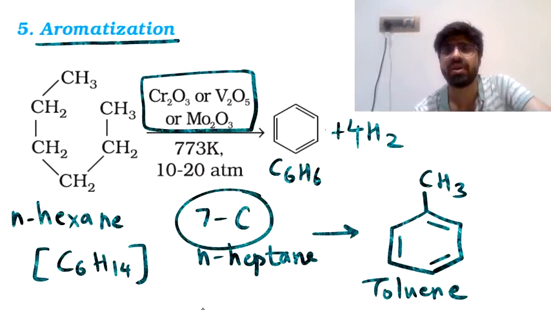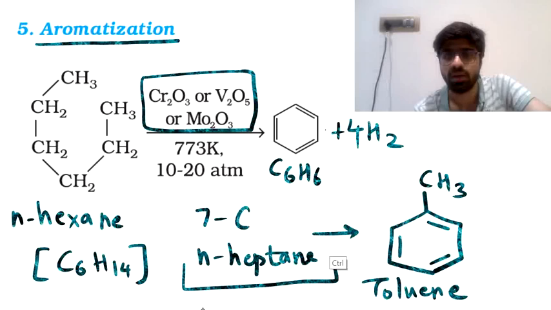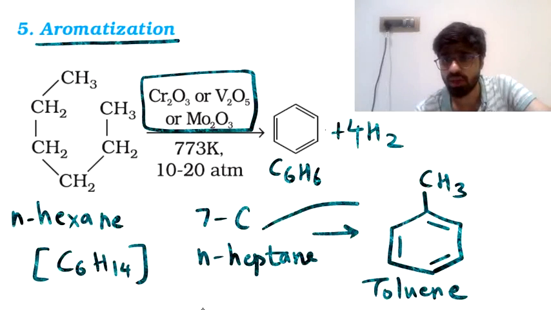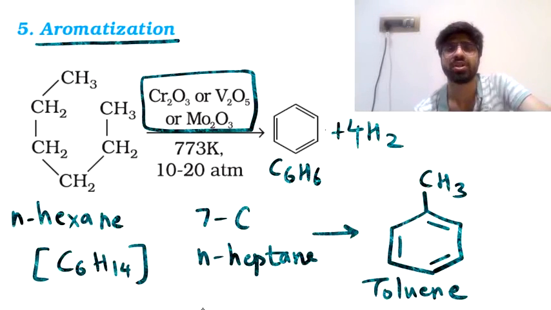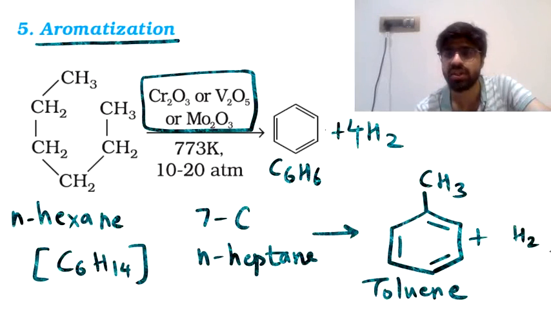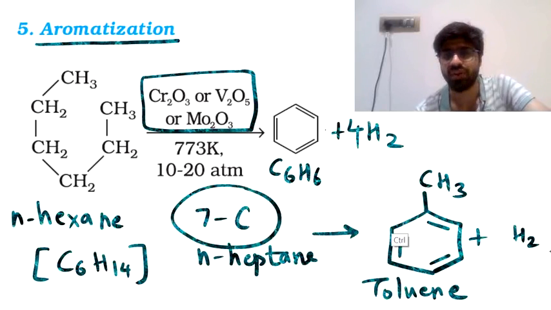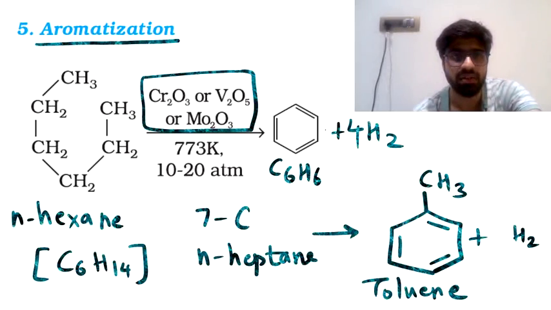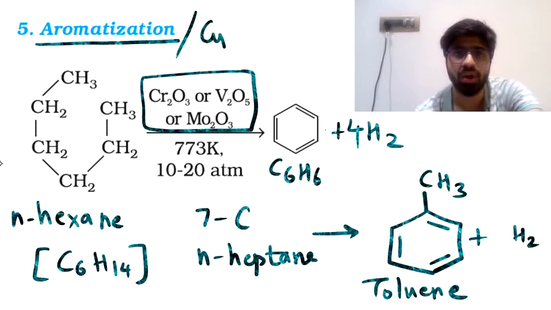So a 7 carbon atom compound, which is n-heptane, under the same conditions, that is a suitable catalyst and at high temperature and pressure, is going to undergo cyclization, and that is what is going to form toluene, which will be the final product. The hydrogen atoms need to be balanced, and that balancing can be done by simply counting the number of hydrogen atoms here and here. So that balancing work is something I'm leaving up to you guys. So that's the aromatization, or you can even call it cyclization reaction.